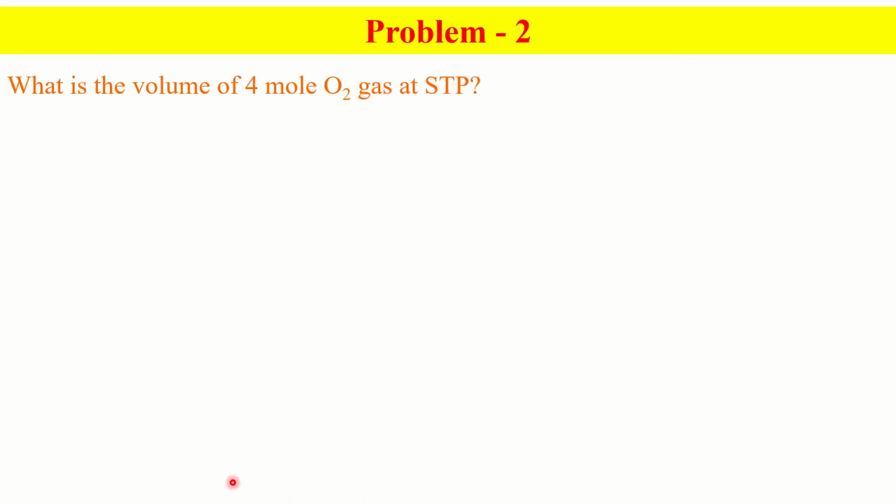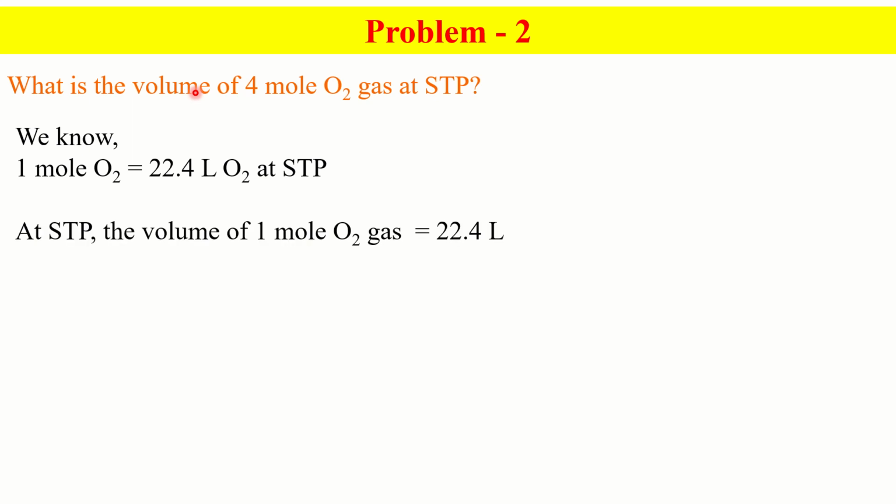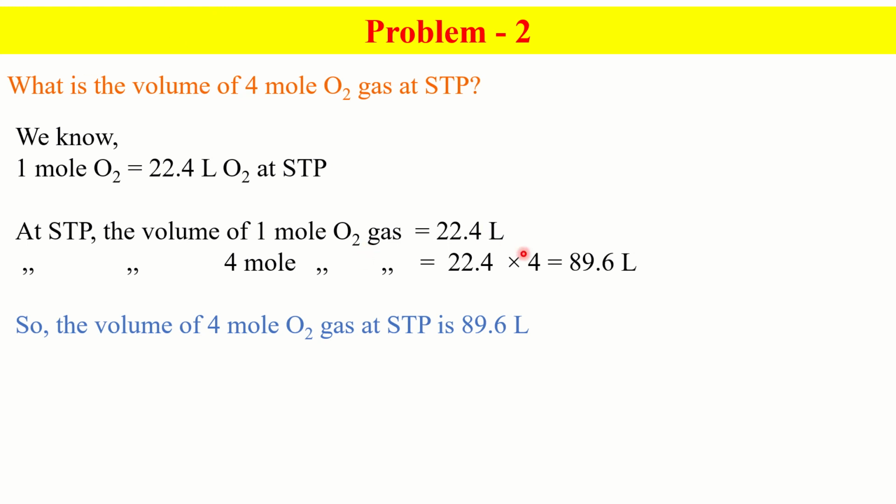Now, second one: what is the volume of 4 mole oxygen gas at STP? Here we have to relate the mole and volume only. So we can write 1 mole oxygen equal 22.4 liter oxygen at STP. So 4 mole oxygen: the volume of 1 mole oxygen is 22.4 liter, so the volume of 4 mole oxygen is 22.4 into 4, that comes 89.6 liter.